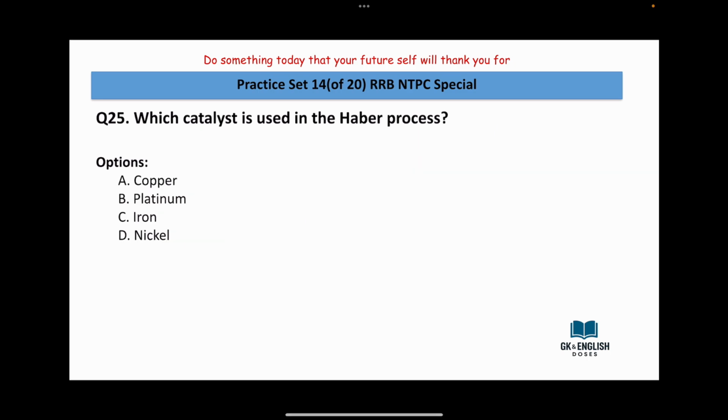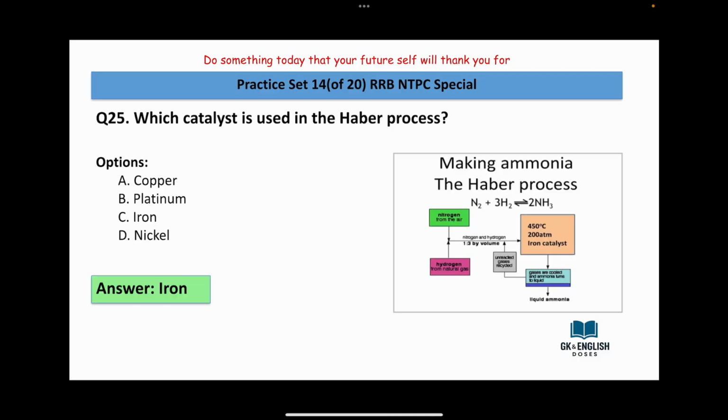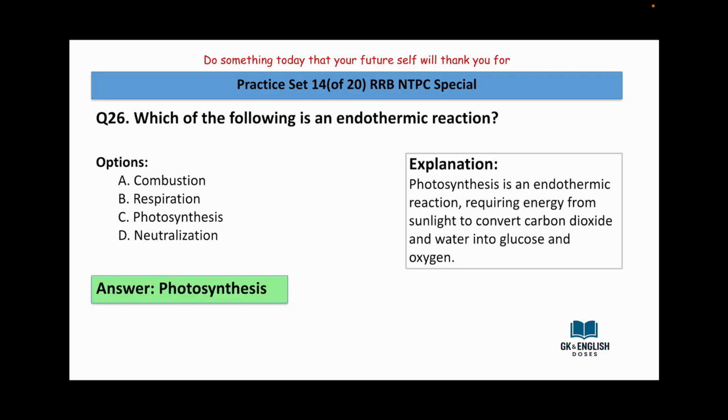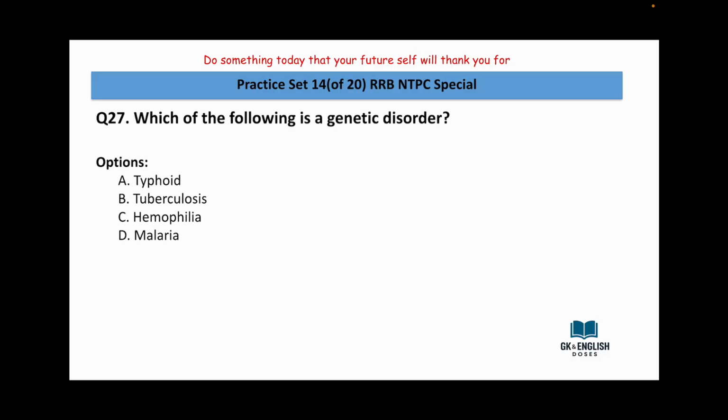Which catalyst is used in the Haber process? Copper, platinum, iron, nickel. And the answer is iron. Which of the following is an endothermic reaction? Combustion, respiration, photosynthesis, neutralization. And the answer is photosynthesis. It is an endothermic reaction requiring energy from sunlight to convert carbon dioxide and water into glucose and oxygen.